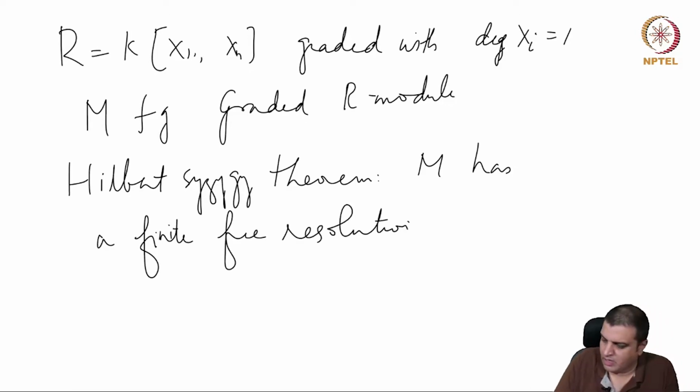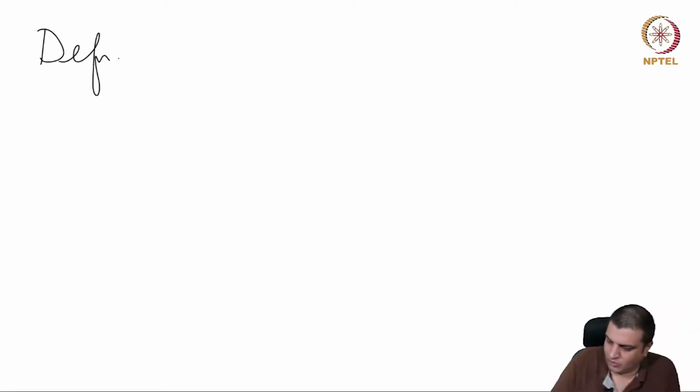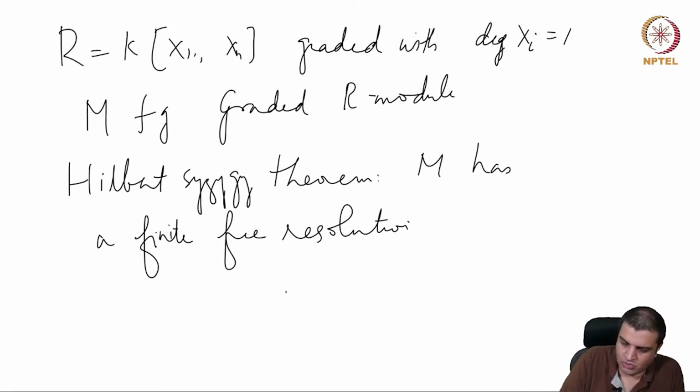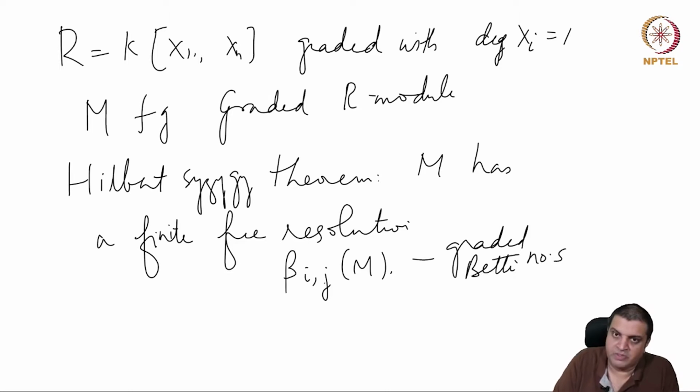Okay, and then we also know what are called graded Betti numbers. So these are the graded Betti numbers: the number of copies of R(-j) that appear in position i of the free resolution.